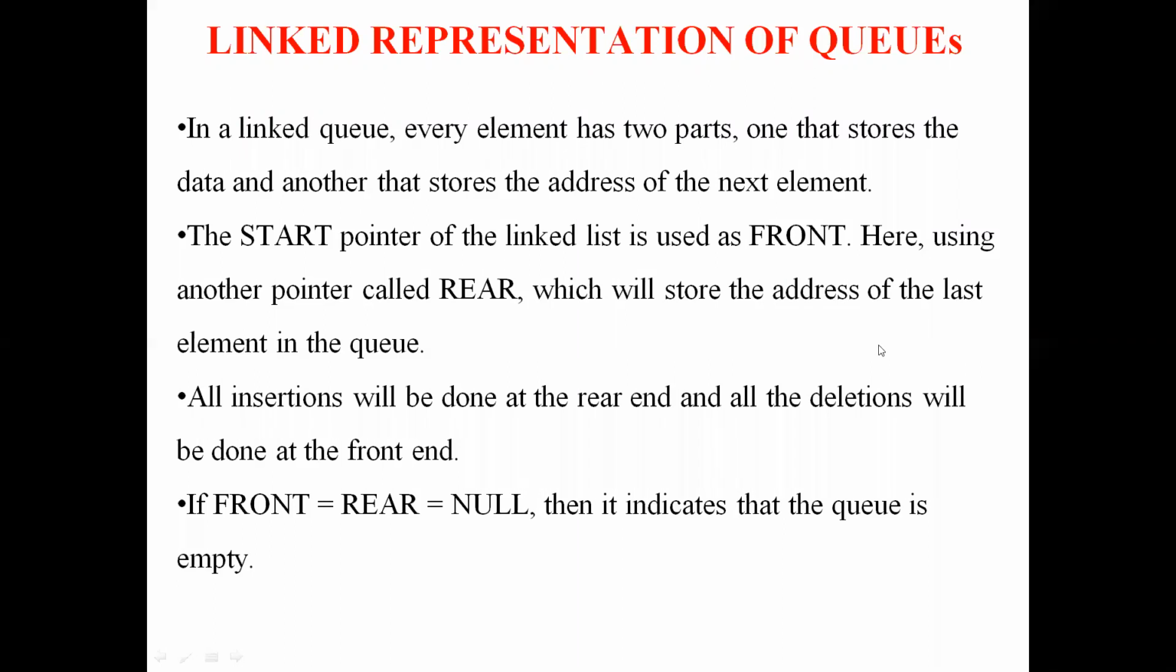So what I said is, what are the variables declared in Q? You can remember the front variable and the rear variable. There you just declared an integer variable, but here you're going to declare it as a pointer variable. That is the difference between the linked list and the array representation.